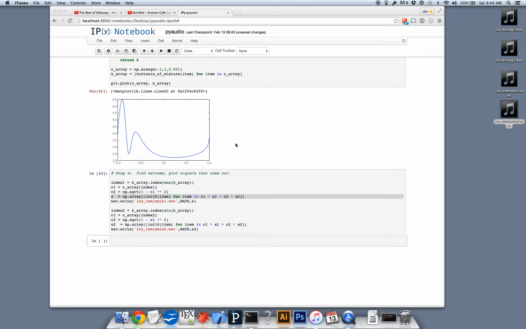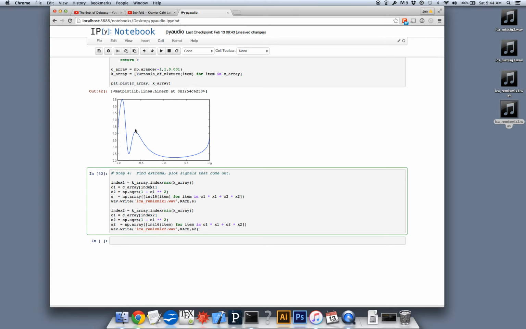Okay, and that one didn't work. That was still Debussy and Seinfeld. So what happened was this one was the pure Seinfeld, but this one was not the pure Debussy. Debussy sits along here or here. I'll leave you guys to explore that and figure out if you can find out in general which two peaks are going to correspond to the two solutions. I haven't figured that out yet.